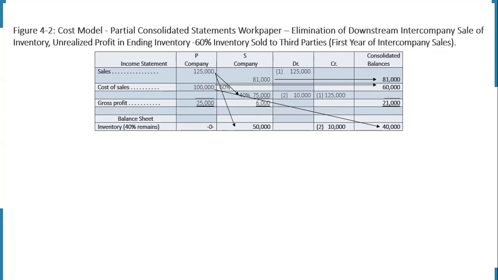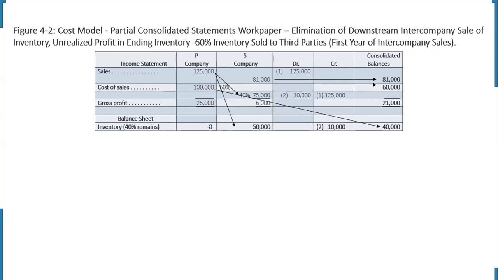Then the cost of sales, considering 125,000, 60% is 75,000. There is an added profit in the amount of 6,000. We debit the amount of 10,000, and we credit cost of sales initially for 125,000, and likewise we have a credit to inventory for 10,000.